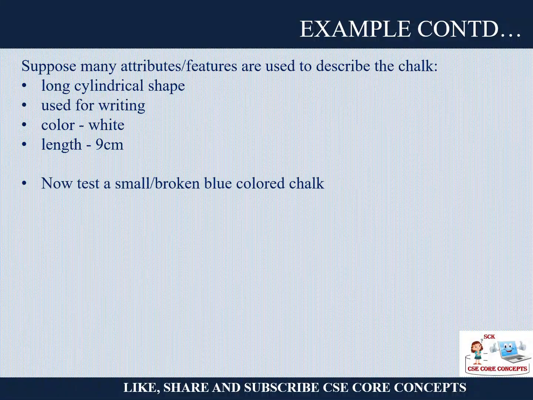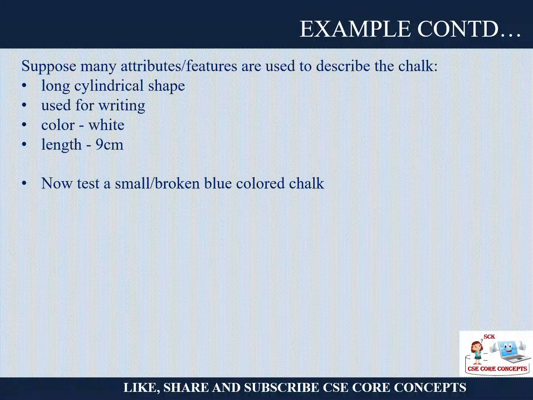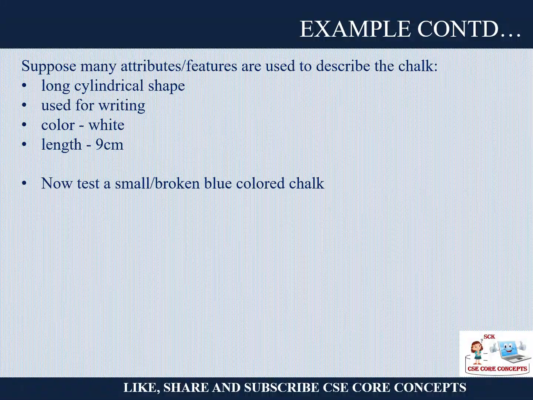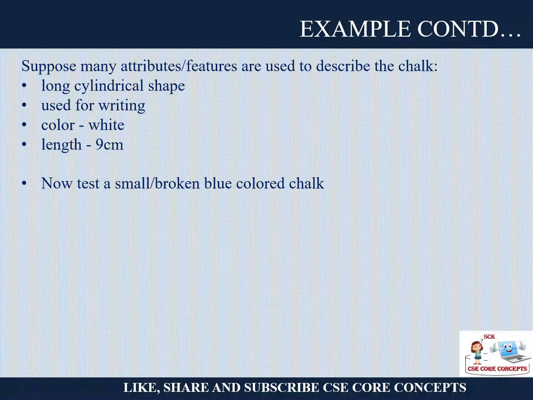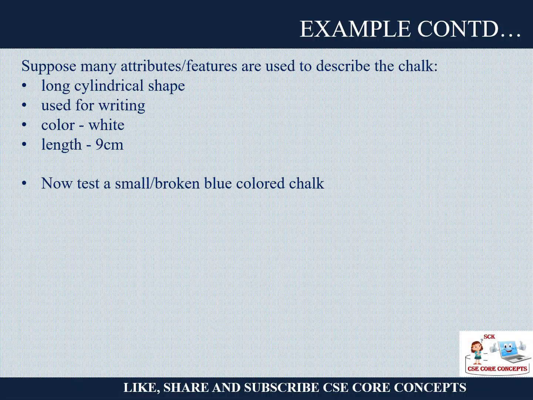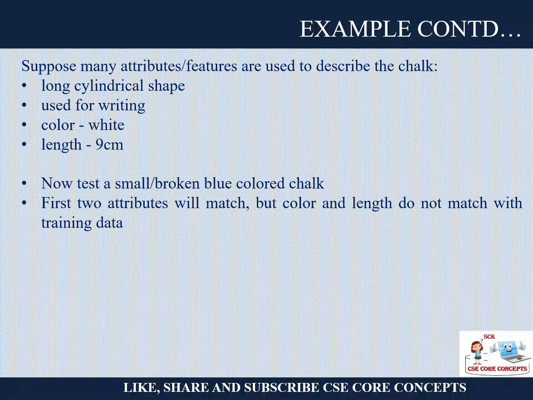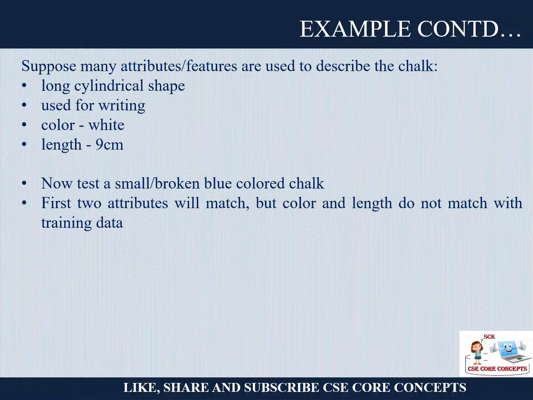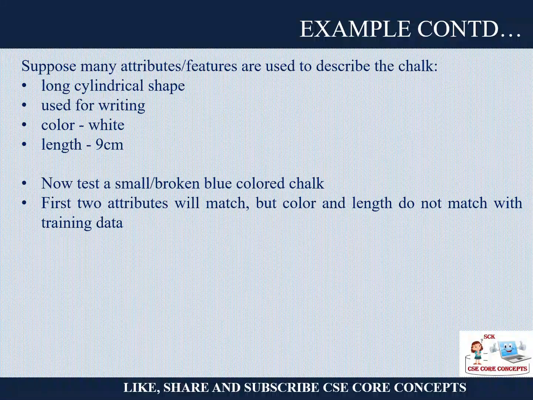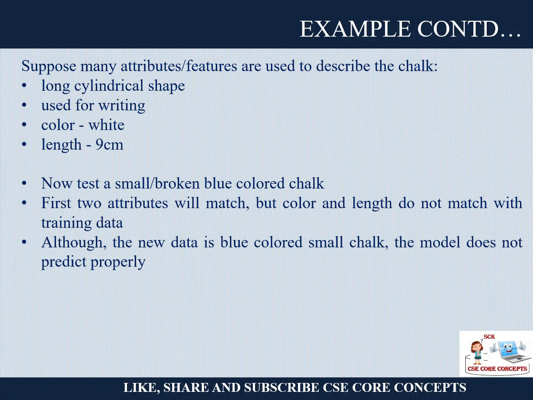Fine. So now for the testing data you are giving a small chalk or a broken chalk which is of blue color. Happens, no, you have colored chalks, right? And when you write, the chalk size becomes smaller. So you are giving that as a testing data. So by the first 2 attributes, you will say that yes, it is a chalk because it is also long cylindrical shape and it is used for writing. Fine. But is the color white? No. For testing, you have given the color blue. And is the length 9 centimeter? No, it is no more 9 centimeter. So first 2 attributes will match, but the color and the length will not match with the training data.